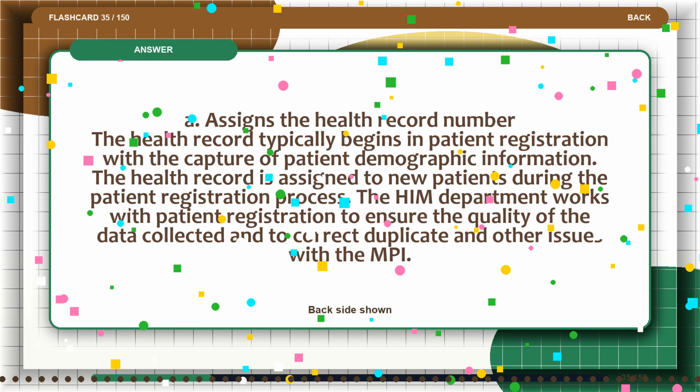The answer is A. Assigns the health record number. The health record typically begins in patient registration with the capture of patient demographic information. The health record is assigned to new patients during a patient registration process. The AHIMA department works with patient registration to ensure the quality of the data collected and to correct duplicate and other issues with the MPI.